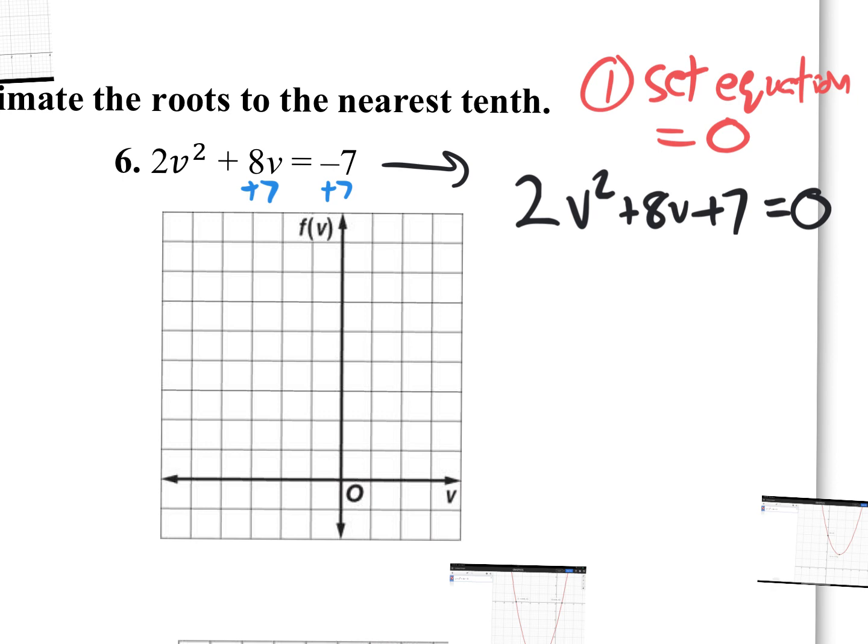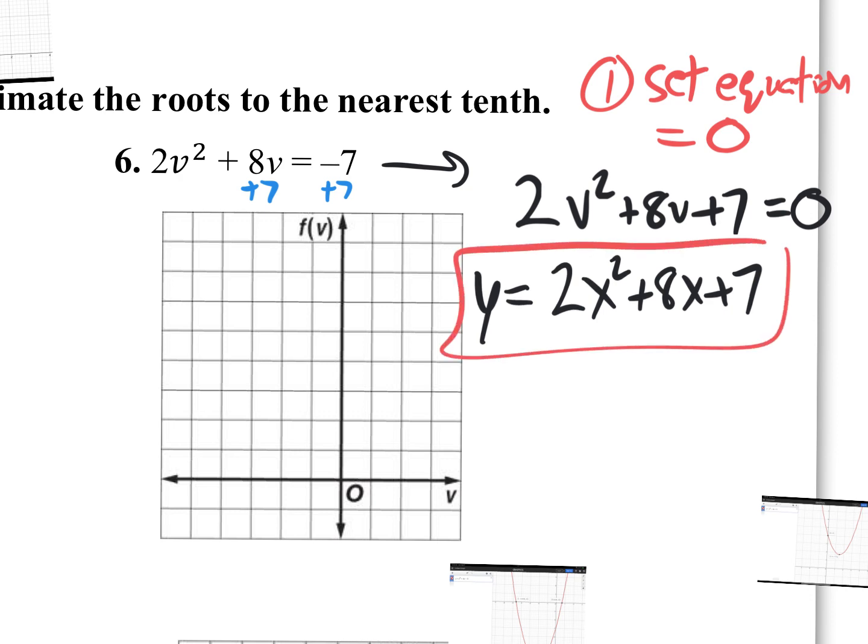Now, instead of writing the equals 0, you want to put it in terms of an xy function. So what you would do is rewrite this, instead of equals 0, you would say y equals, putting it on the left side. And instead of 2v squared, you're going to put 2x squared plus 8x plus 7. And now this is ready to go, okay?